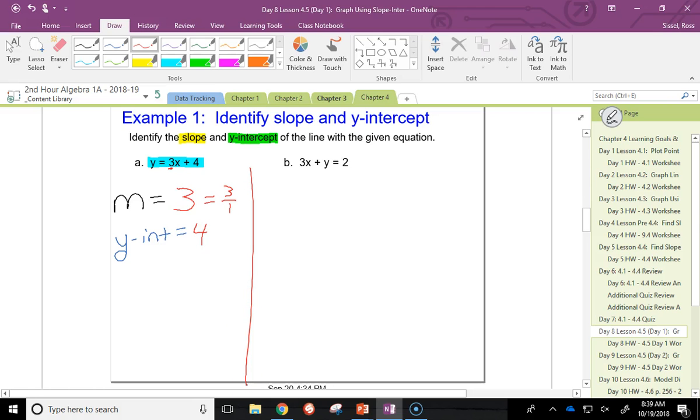Now, on B, I'm going to go ahead and say my slope was 3, and I'm going to say my y-intercept is 2. Would I be incorrect in saying that? No. Why am I incorrect? Why is this answer wrong? Because, wait a minute, you told me slope was right before x. There's 3. Y-intercept is the number. It's 2. How am I wrong?